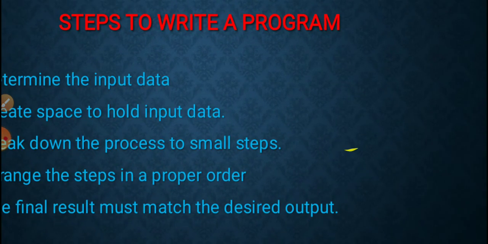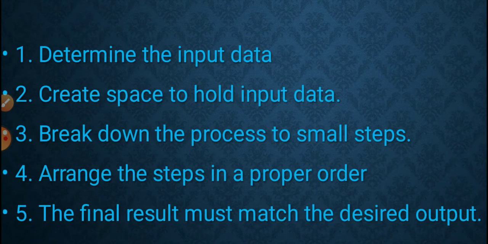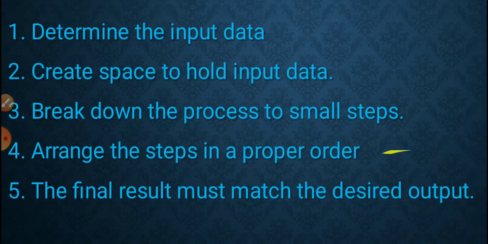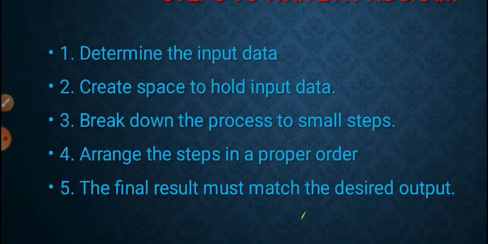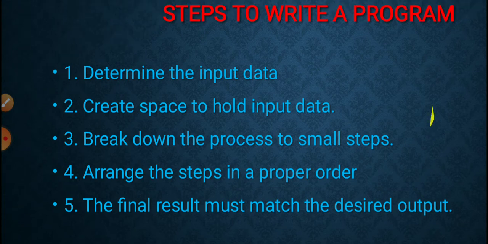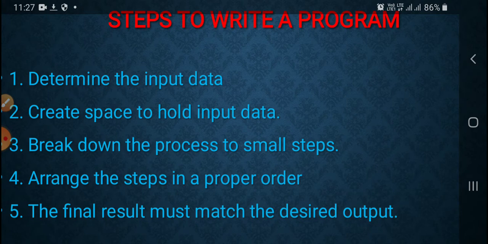Now we will see steps to write a program. First we have to determine the input data, and then we have to create space to hold input data, then break down the process into small steps, arrange the steps in a proper order. The final result must match the desired output. We have to check that the final result matches the desired output. So these are the steps to write a program.